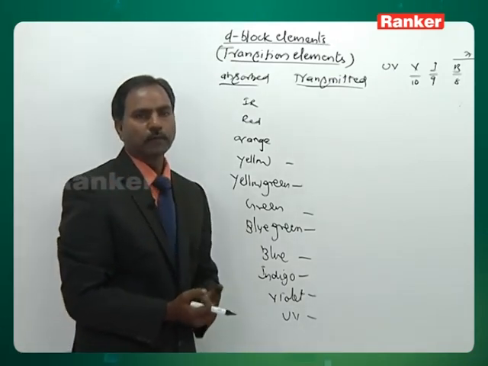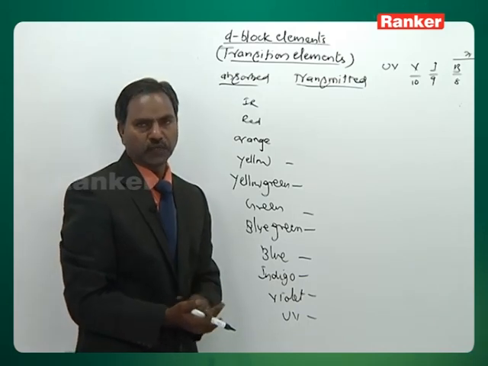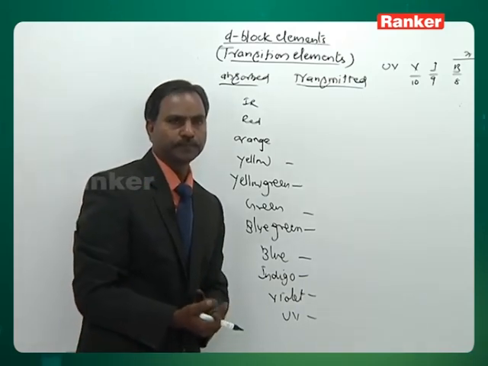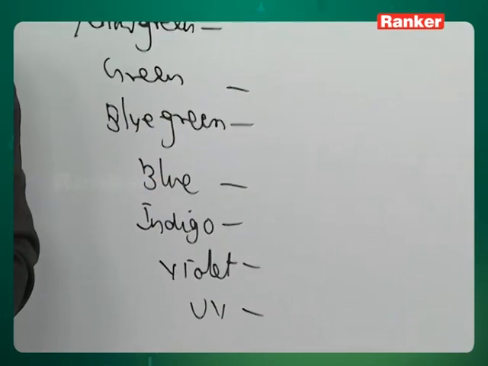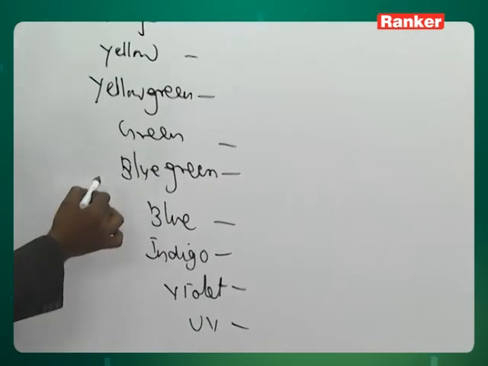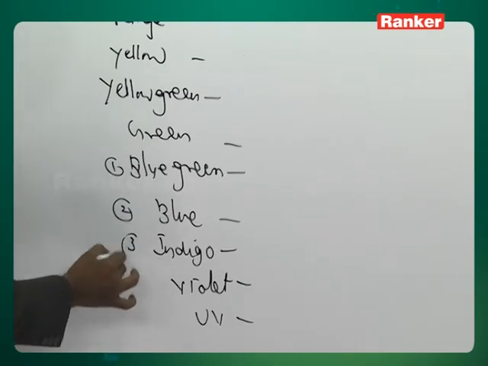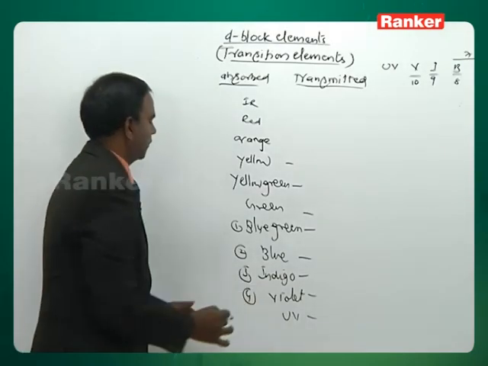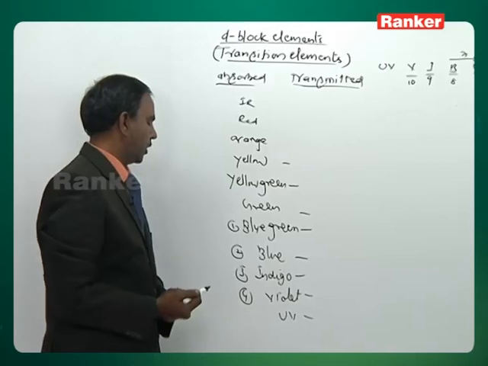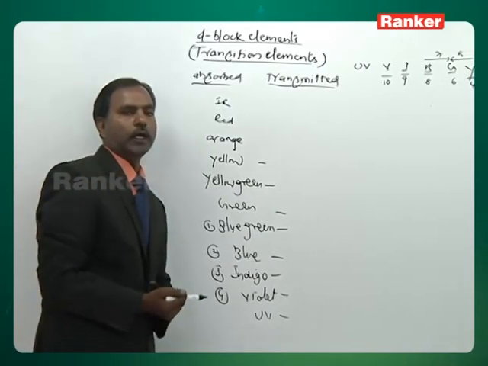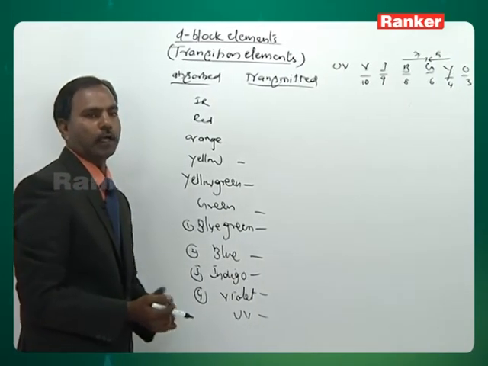Then we have to make the complementary colors for this. Now I am numbering like this: 1, 2, 3, 4. Let me see: blue, green, blue, indigo, and violet.